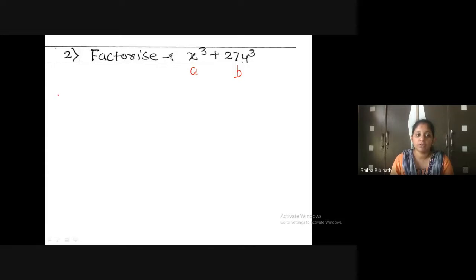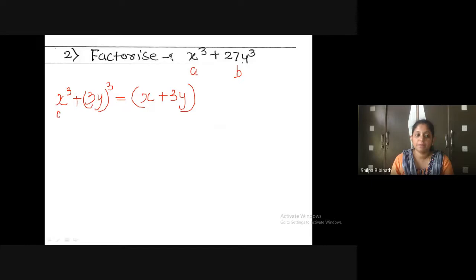What is the cube root of 27? 3. So 3y whole cube. Now the B is a cube. The entire thing should be a cube, then only we can apply the formula. So first one, a cube plus b cube. What is the formula? A plus b. So a is x and b is 3y.